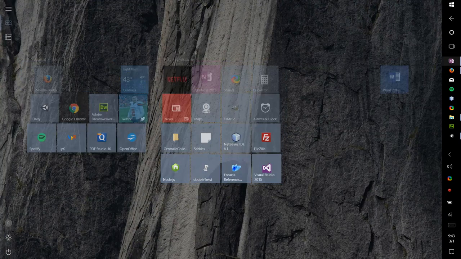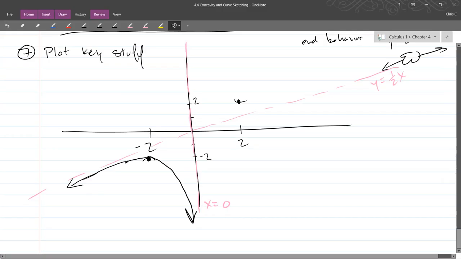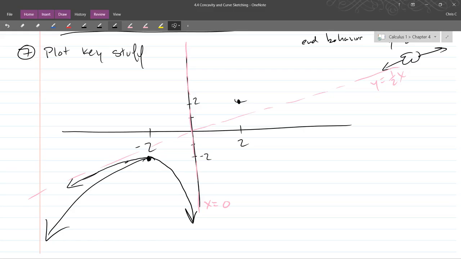So do we have to find the y equals 1/2 x for the behavior? Nope. My graph would look almost the same. Maybe I would have curved it more like that without that information, but it wouldn't change the graph very much at all. Still going to be increasing and concave down. Your concavity would be less accurate.